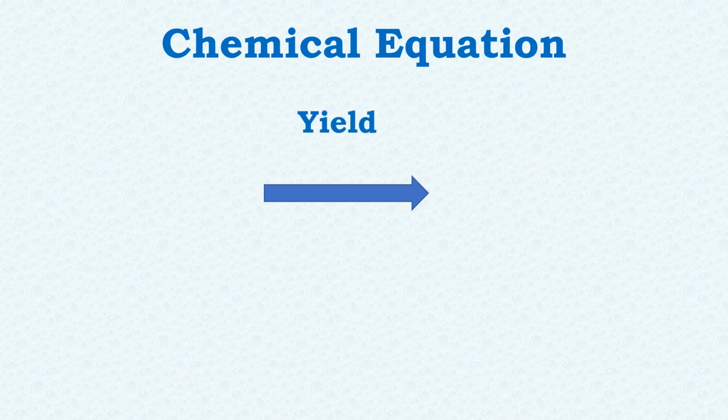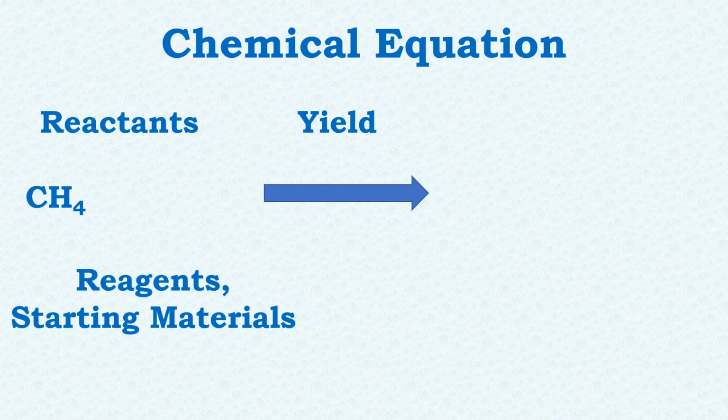Before we can start studying chemical reactions, we need to understand what a chemical equation looks like. Let's start with an arrow. This is called a yield sign. On the left side, we start with reactants. Depending on the situation, these can sometimes be referred to as reagents or starting materials. On the right side of the yield sign are the products.